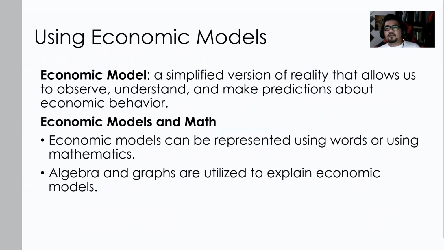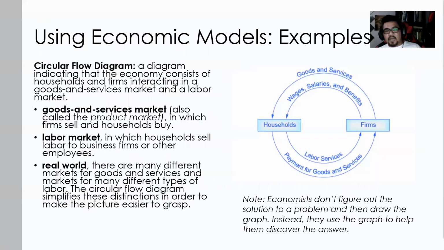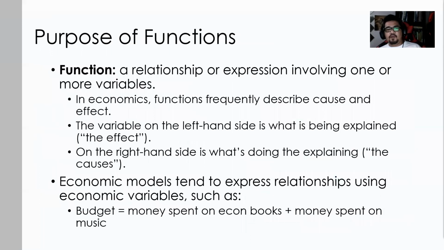And we started our discussion in part 2 of what you call the economic model. So we highlighted math, economic models, and mathematics. We gave this circular flow diagram as our economic model. Just to highlight, economists don't figure out the solution to a problem and then draw the graph. It's not that process. However, we use the graph to help discover the answer, highlighting the goods and services market, the labor market, and the real world. And what else? The purpose of a function.